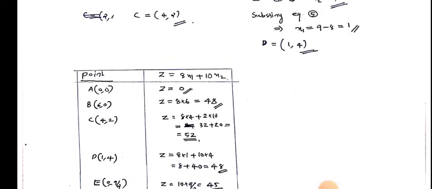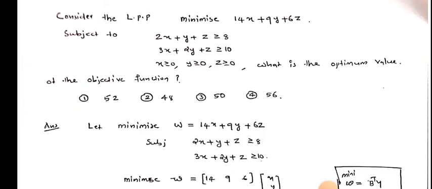Therefore, the minimum value of the given problem equals the maximum value of the dual problem, so the right answer is option number 1, that is 52.